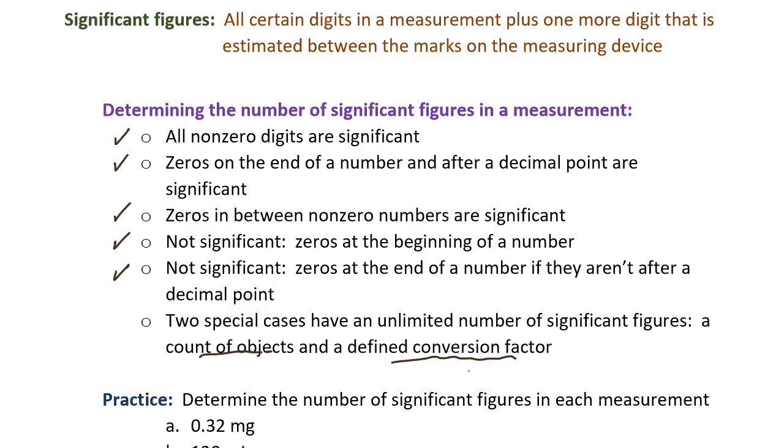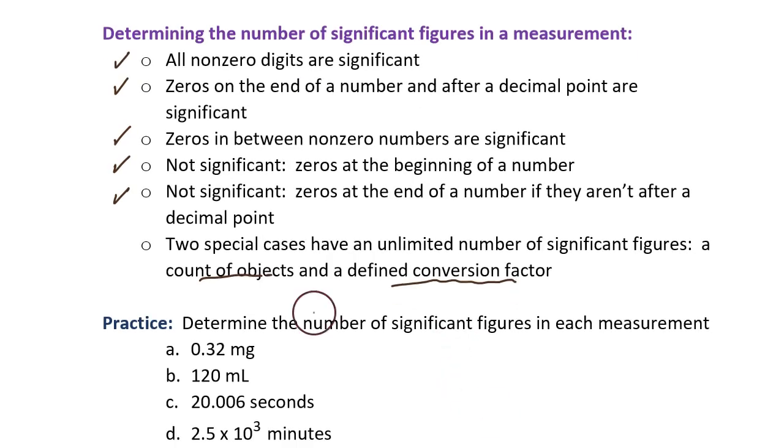Let's make sense of these rules by doing some practice problems. When we answer these, we need to refer back to our rules. Determine the number of significant figures in each measurement. Question A, 0.32 milligrams. It has 3 digits shown, but are all of them considered significant?